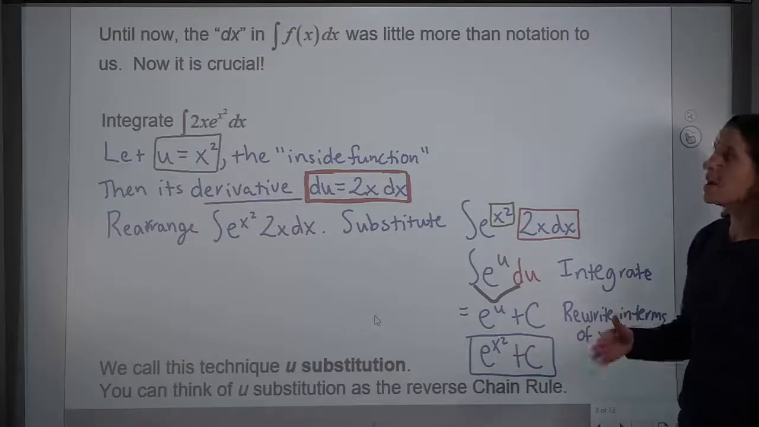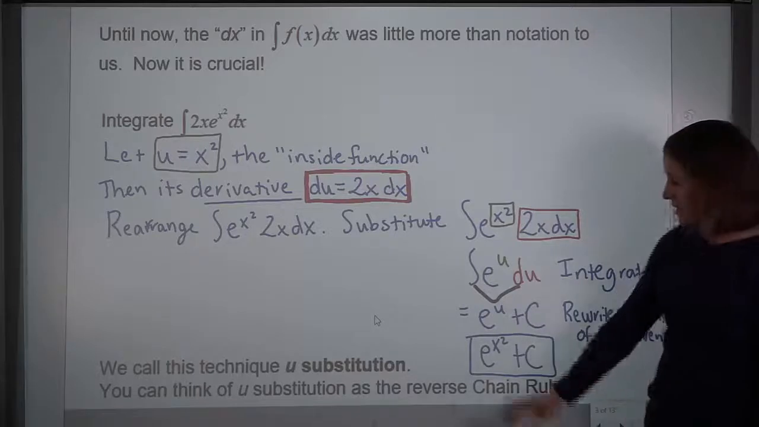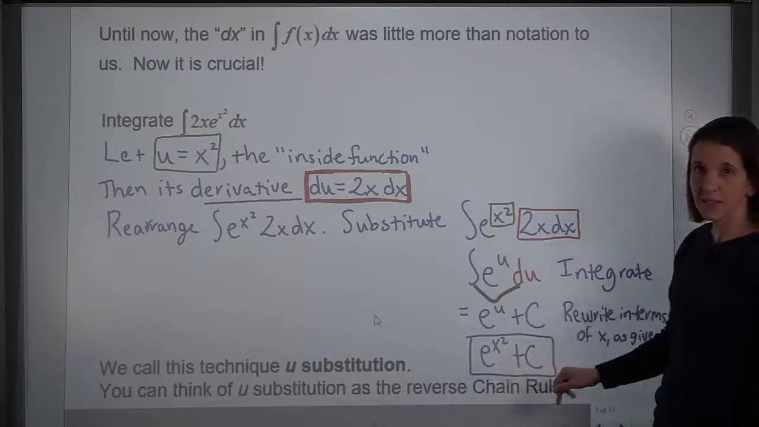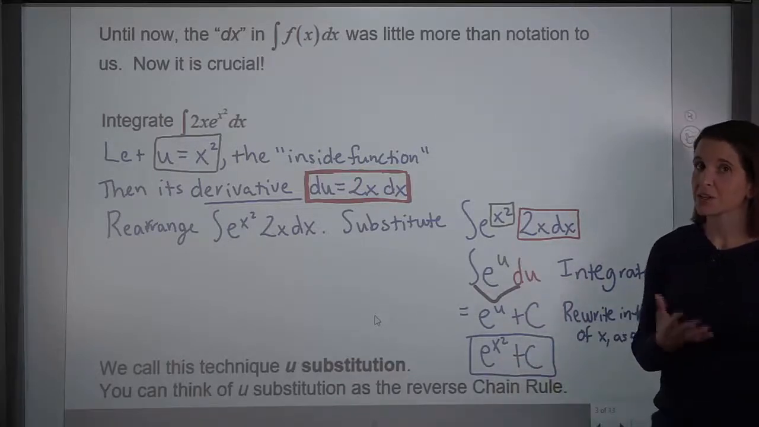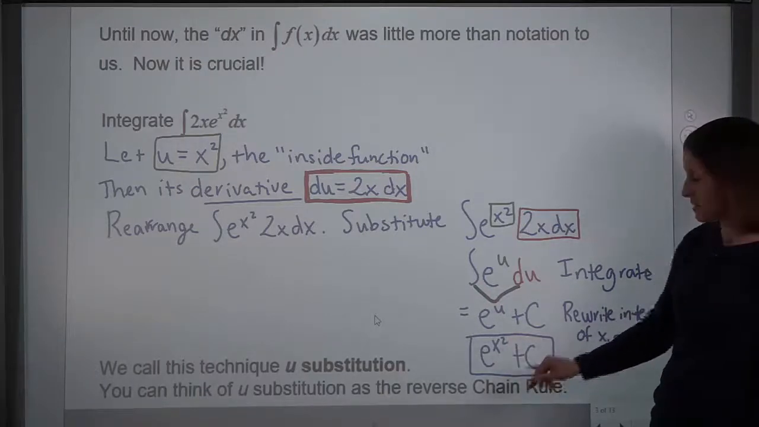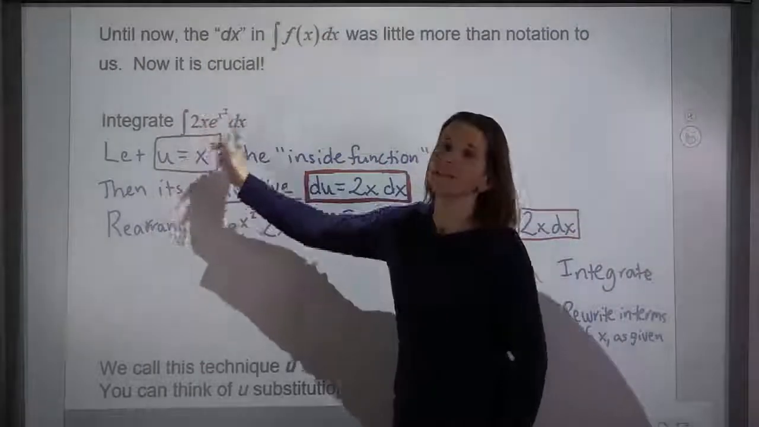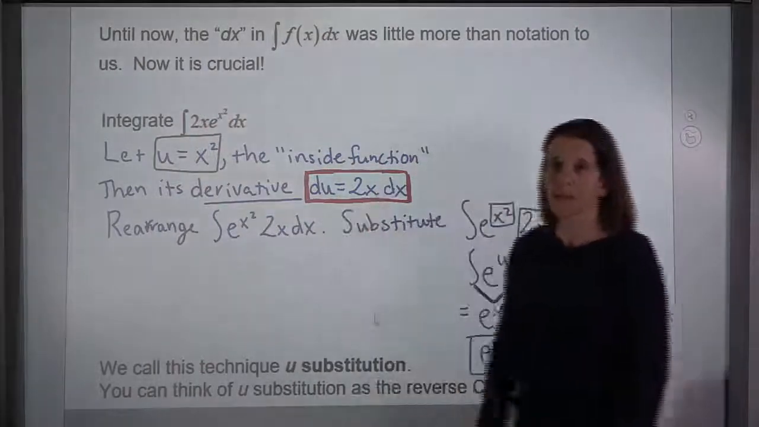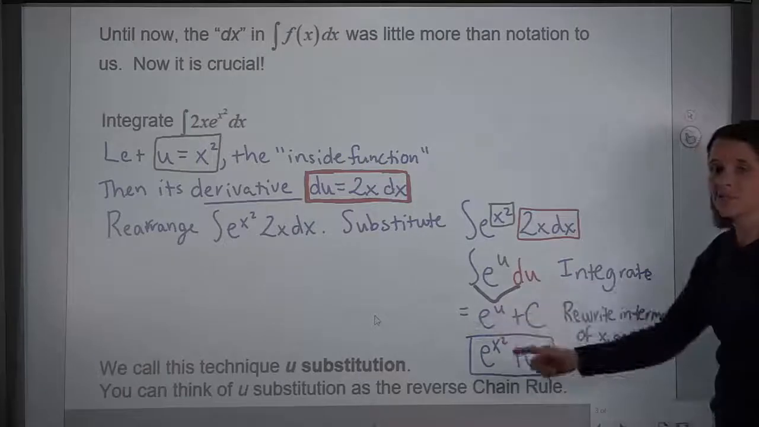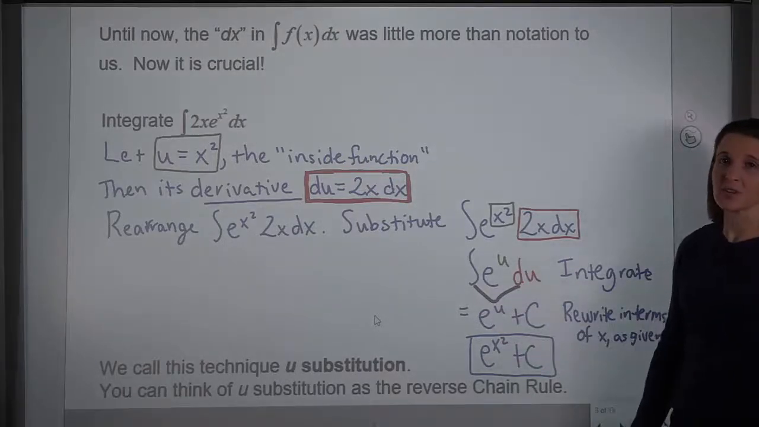So remember, you can always check your answer by taking the derivative. If you pause for a second and go do d dx of this with the chain rule, because you will need that, you would get e to the x squared times 2x, and then of course plus 0. And so that is the integrand that we started with because the order of the multiplication doesn't matter. So this, as mentioned, is called u substitution, and you can think of it as the reverse chain rule.